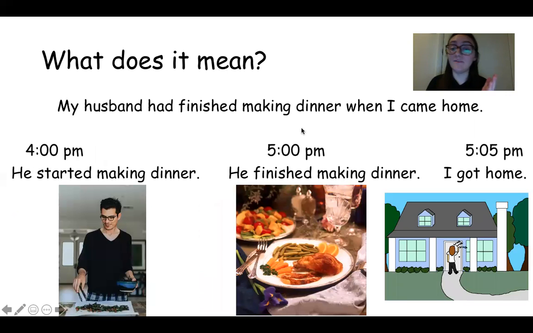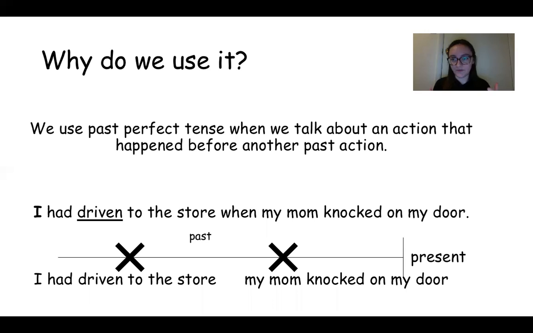So my husband had finished making dinner when I came home. So it's 4 p.m. He started making dinner. 5 p.m. he finished making dinner. And at like 5:05 p.m. I got home. So you're talking about the order of things that happened in the past, right? So why do we use it? We use past perfect tense when we talk about an action that happened before another past action.